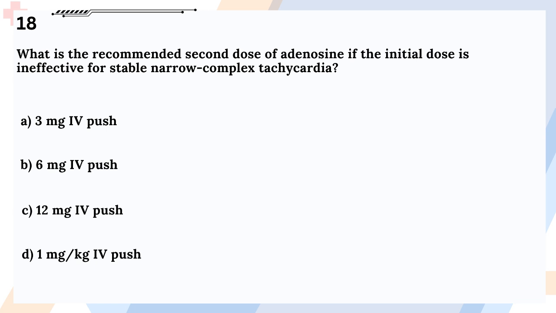Question 18. What is the recommended second dose of adenosine if the initial dose is ineffective for stable narrow-complex tachycardia? A. 3 mg rapid IV push. B. 6 mg rapid IV push. C. 12 mg rapid IV push. D. 1 mg per kilogram rapid IV push.